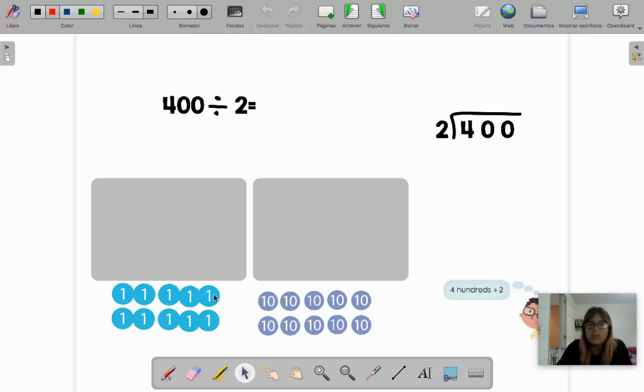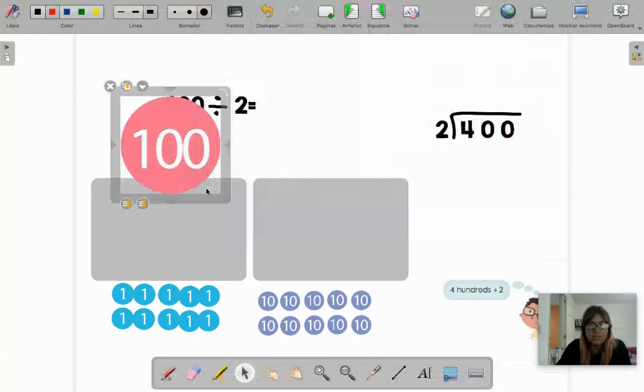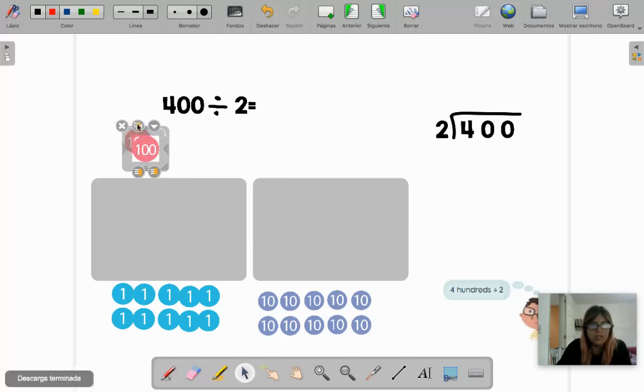So let's do it first with the discs so you keep understanding. And actually, I just noticed I don't have hundreds. So let's build our number. But it's fast, you see, no problem. 400, 100, 200, 300, 400. Here we have it, okay?